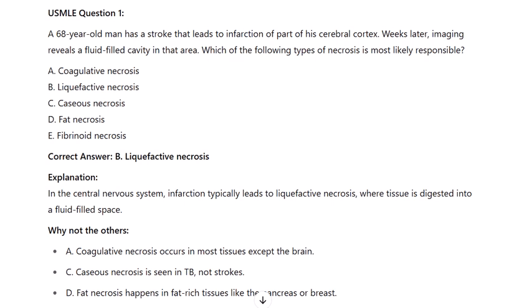Liquefactive necrosis. Explanation. In the central nervous system, infarction typically leads to liquefactive necrosis, where tissue is digested into a fluid-filled space. Why not the others?